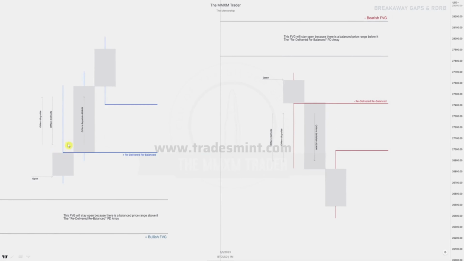You can draw out lines in this balanced price range, this BPR for short. And then this looks like a fair value gap, but we know this is a BPR and it is highly likely price can reject from this area. Same with the sell side. Take a line from the opening again. Take a line from the closing price of this candle and then the wick of the last candle, and then you've got this redelivered rebalanced PD array.